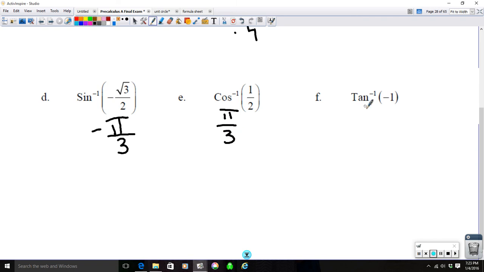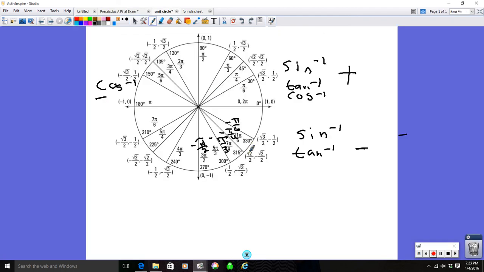Letter F, tan inverse of negative 1. So tangent is negative, so we're talking quadrant number 4. That's when tangent is negative. And we're looking to see what's the angle when tangent is negative 1. Well, remember, this is sine over cosine. Negative root 2 divided by positive root 2 is going to give you a tangent that's negative 1. So that angle, again, is negative pi over 4.